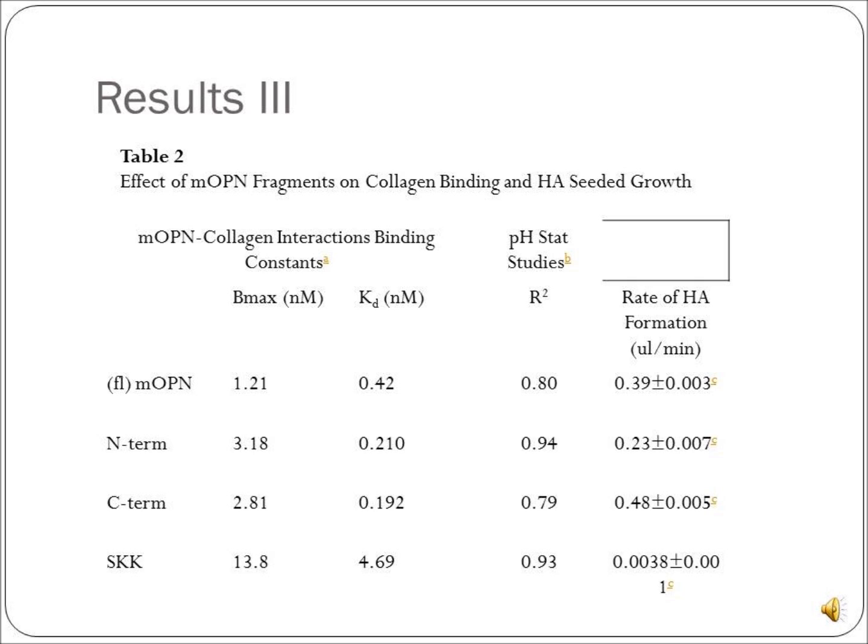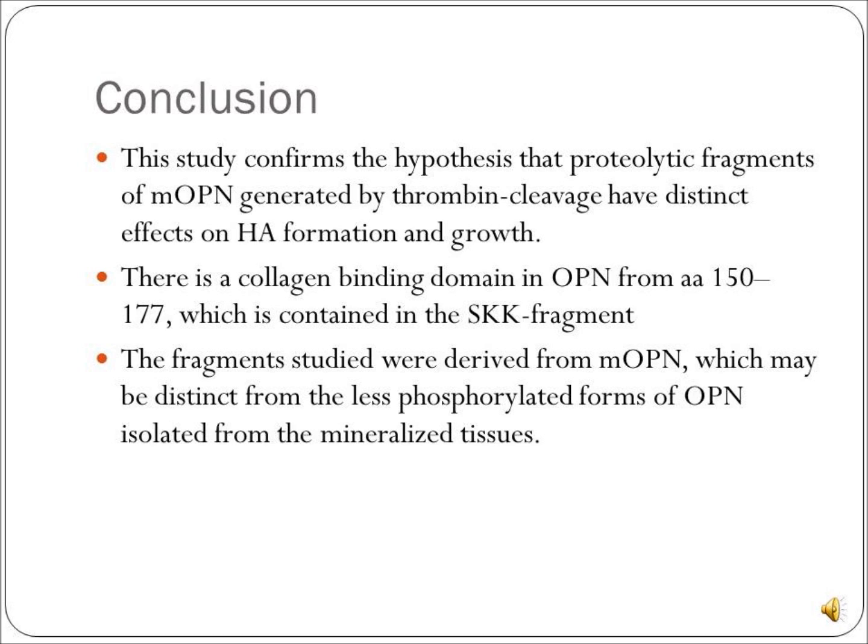As you can see from the rate of HA formation values, the N-terminal and the C-terminal had comparatively higher rates of HA formation than the SKK, which was significantly lower. In conclusion, this study confirms the hypothesis that proteolytic fragments of milk osteopontin generated by thrombin cleavage have distinct effects on hydroxyapatite formation and growth.